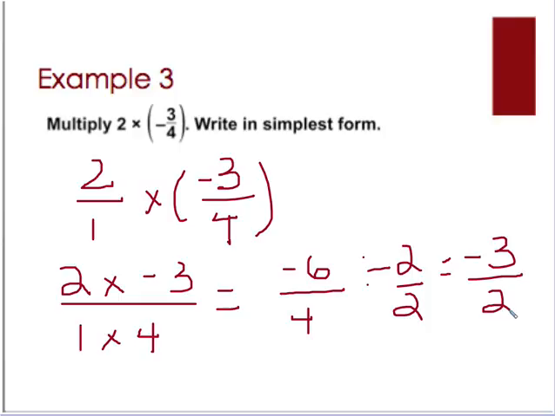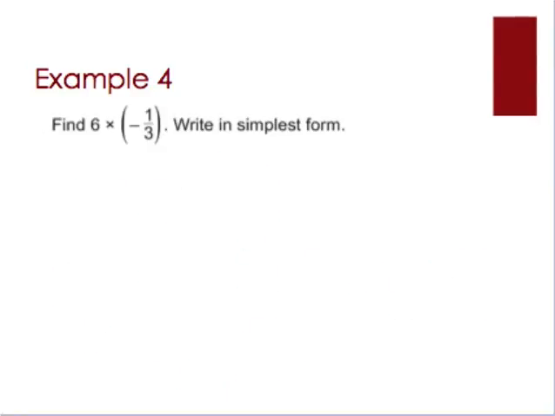So now in order to change that to a mixed number, I divide. I put my -3 on the inside and my 2 on the outside. 2 goes into -3, -1 time. What's left over? 1/2. Simple. Now, let's go on to example 4.